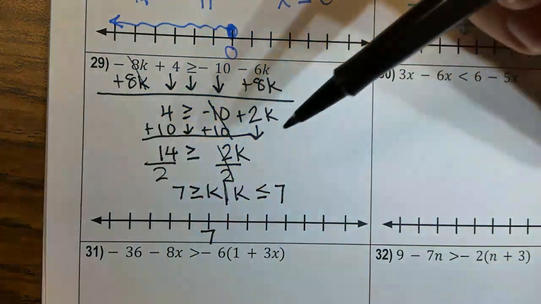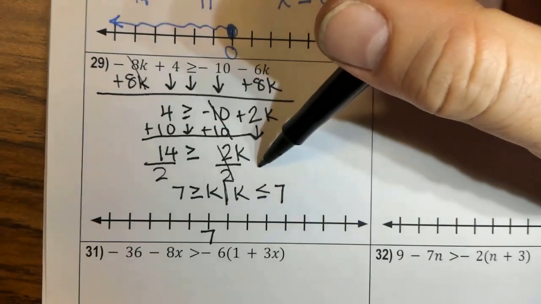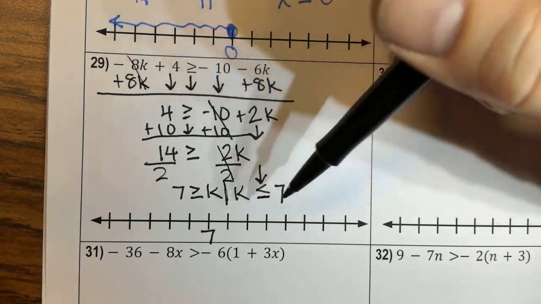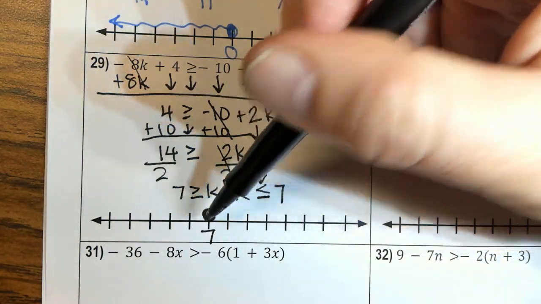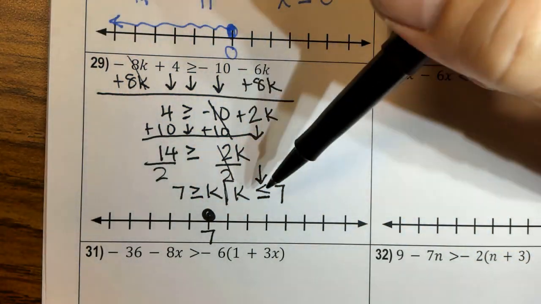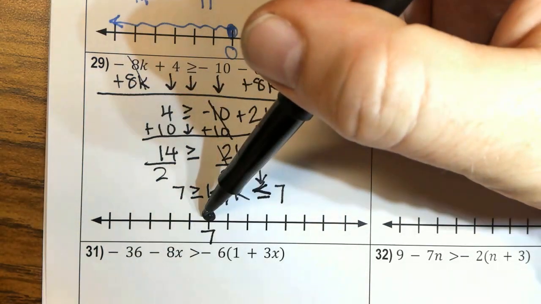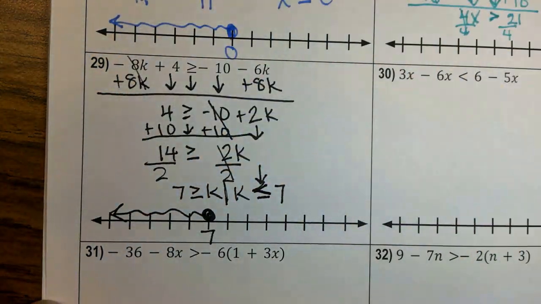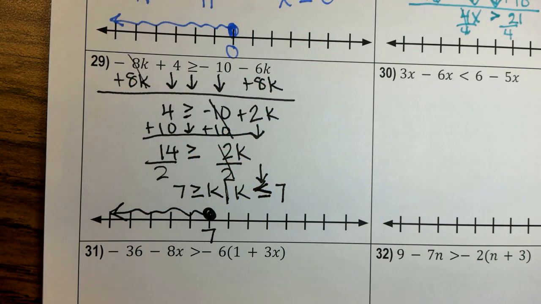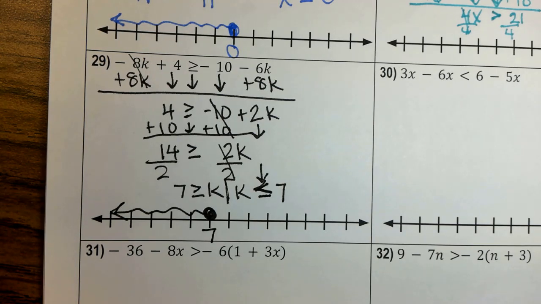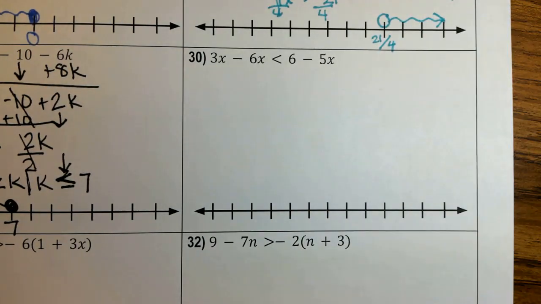So I can put my 7 wherever I want to. My inequality is underlined, right? So it's a closed circle. And less than is left. And that is 29. Okay, 30.